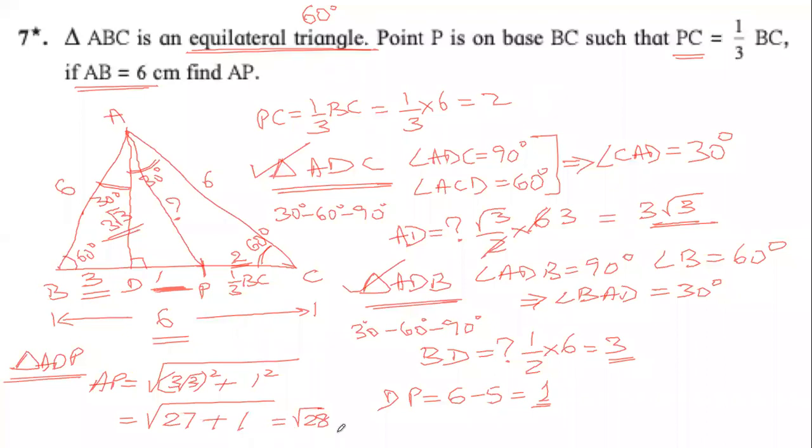This is a correct answer. And this is a complete answer also. But just to write in the simplest form, 28 is 2 into 2 into 7. So this becomes 2 root 7. Both are correct answers. You will not lose marks if you leave it at square root of 28. But that's not a beautiful answer. The beautiful answer is 2 root 7.